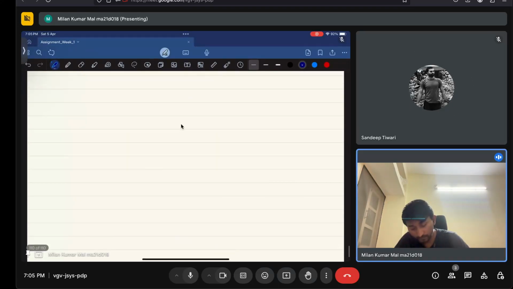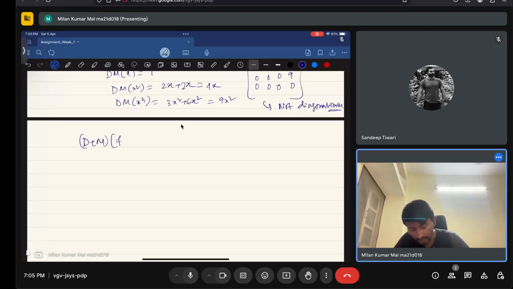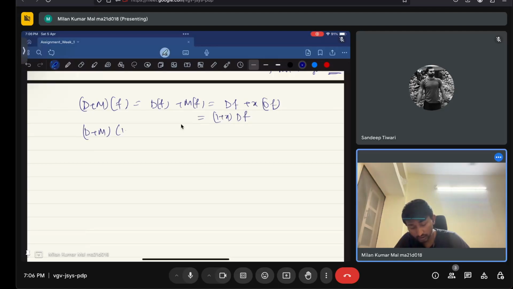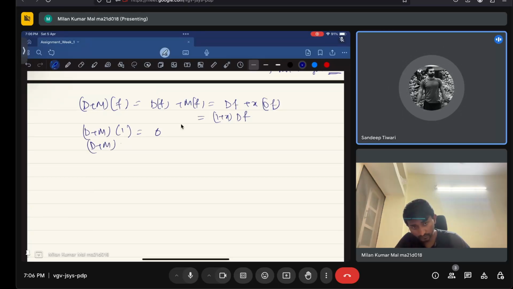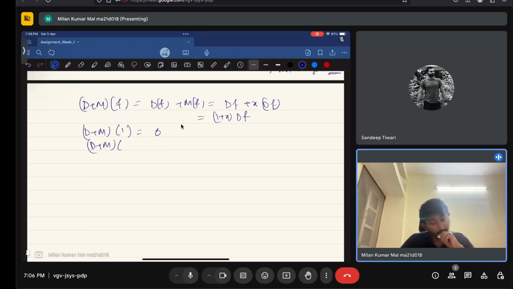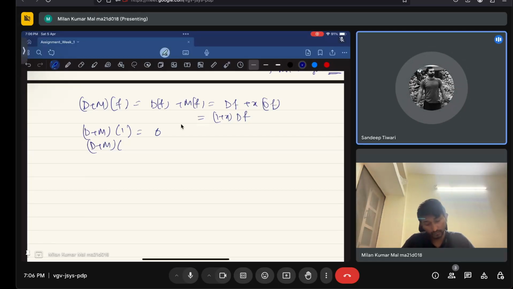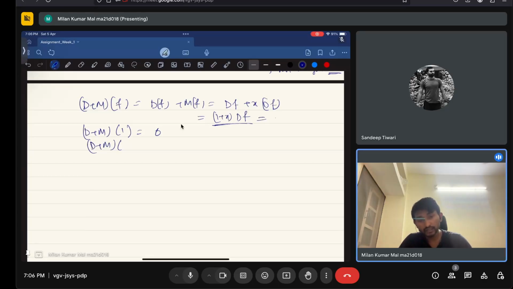So now what is d plus m? At some f, what is it giving? D of f plus mf. But what we know is mf is x times df. So therefore this is equal to 1 plus x into df. So let's again do the same thing. We can write this as the derivative of x into f.